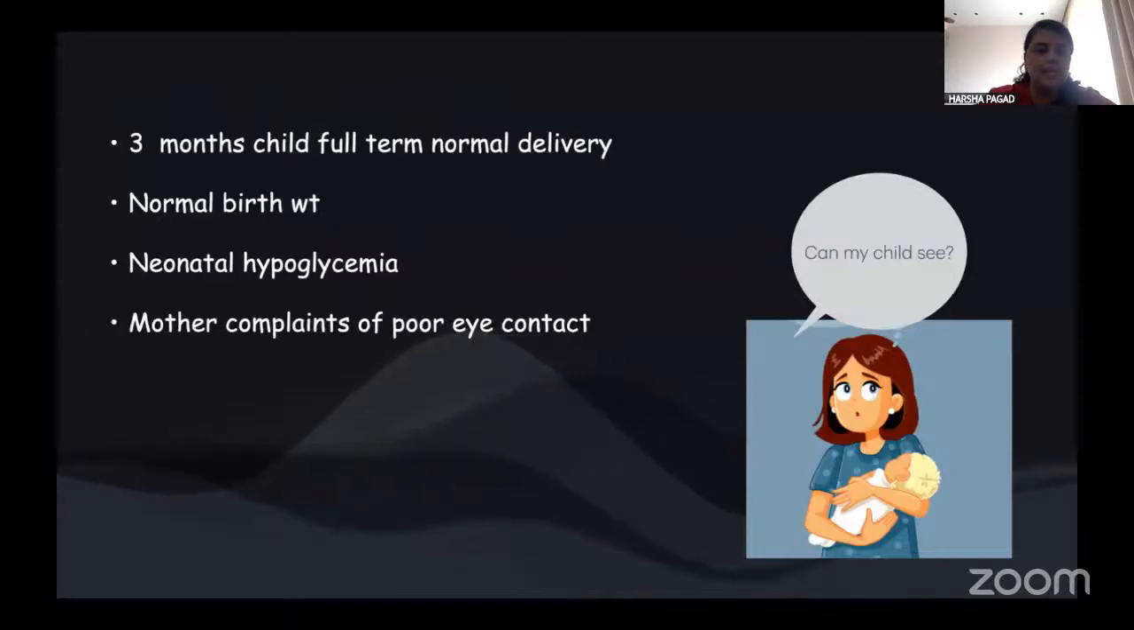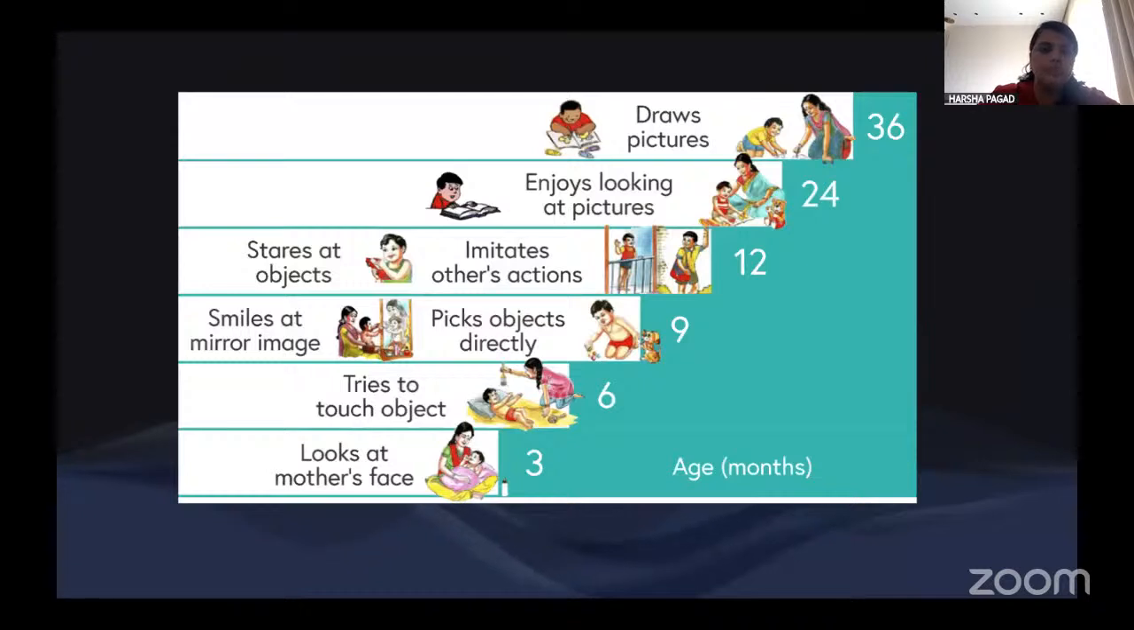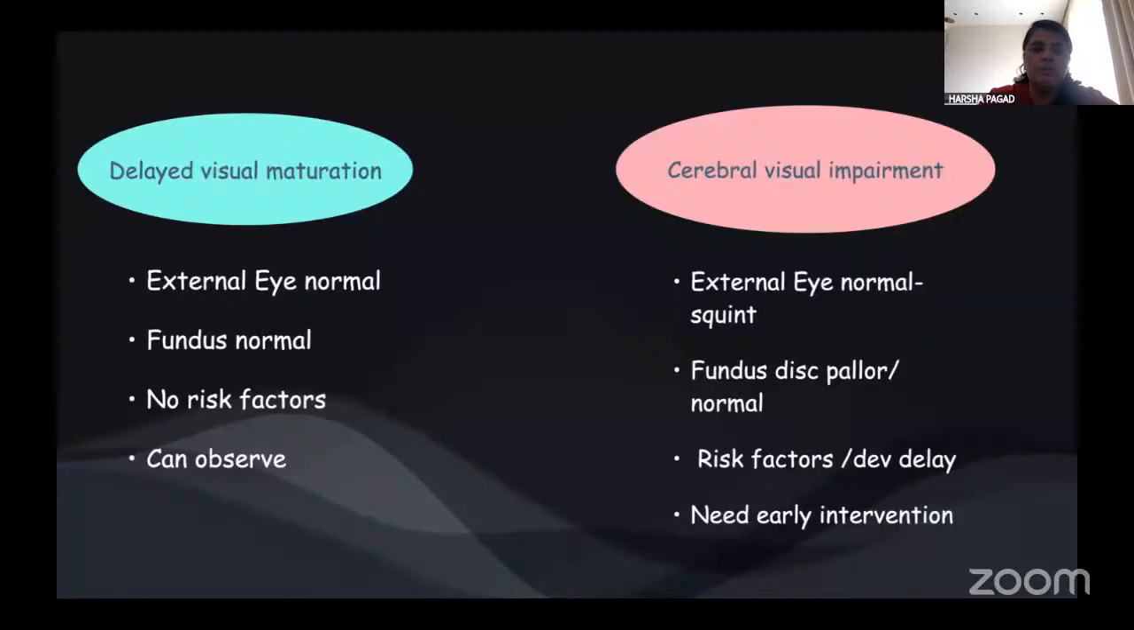The next case scenario is of a 3 months old full-term child, normal birth weight, with a history of neonatal hypoglycemia, and the mother complains that the child does not have eye contact. So what is this? Just looking at the milestones, at 3 months a child should be able to recognize and look at the mother's face. At 6, tries to touch objects. At 9, it picks up objects, and it imitates action at 12 months, and enjoys looking at pictures and draws pictures at 36 months. So we have two entities here.